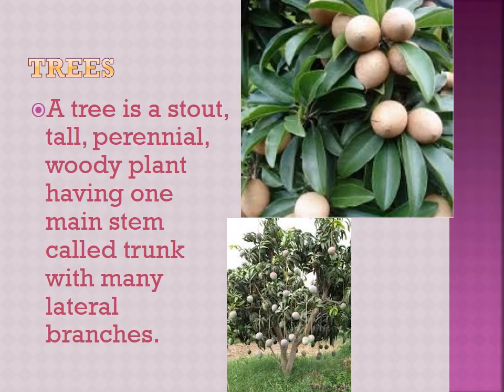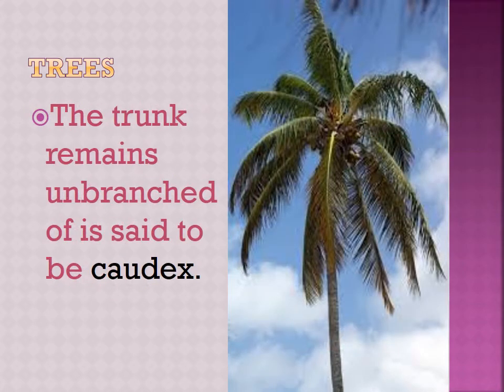Can you say any example of trees? Because we know very well about trees. Neem and mango are also trees. A tree is a tall perennial woody plant having one main stem called the trunk with many lateral branches. Here the best example is the coconut tree. Coconut tree is an example of an unbranched tree. Look at this picture carefully. Can you understand this?